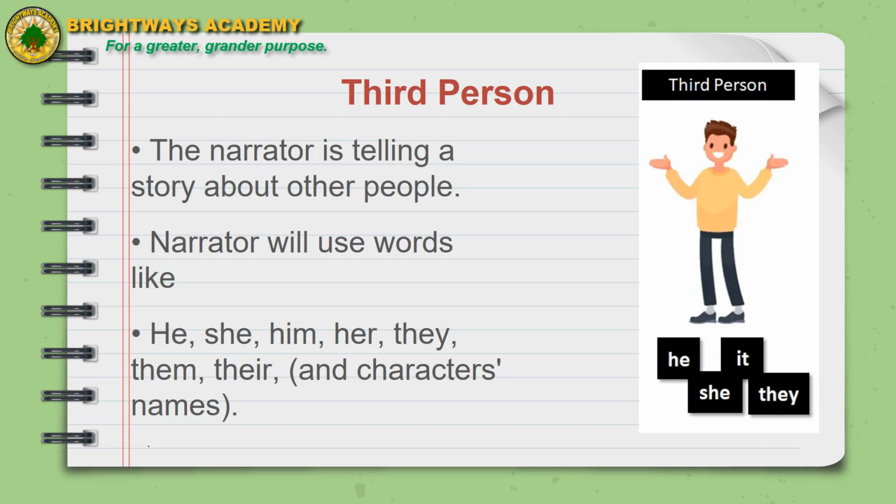The next one is the third person. The narrator is telling a story about other people. Narrator will use words like he, she, him, her, they, them, their, and other character names. For example, he went to the store.